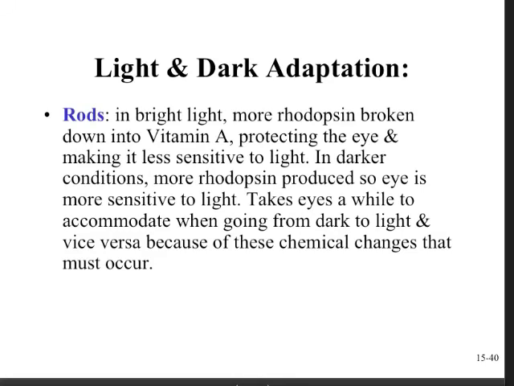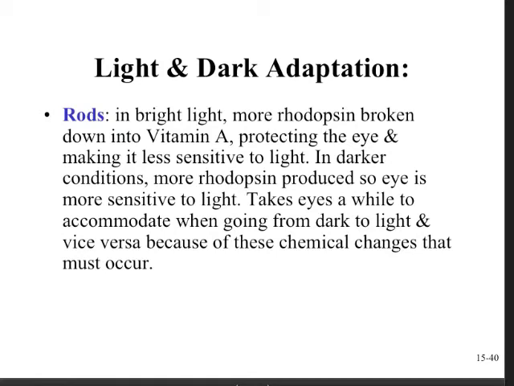In bright light, with regard to rods, more rhodopsin is broken down into vitamin A, and this protects the eye and makes it less sensitive to light. And in dark conditions, more rhodopsin is produced, so the eye becomes more sensitive to light. So it takes eyes a while to accommodate when you go from dark to light and vice versa, because part of it is the chemical changes that have to occur.